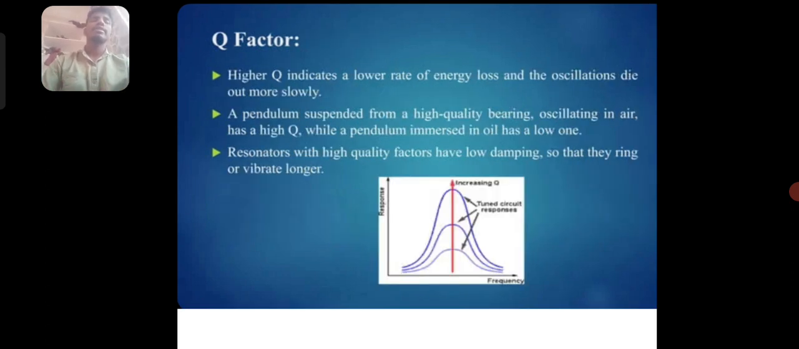Next, Q factor. Higher Q indicates a lower rate of energy loss, and the oscillations die out more slowly. A pendulum suspended from a high quality bearing, oscillating in air, has high Q, while a pendulum immersed in oil has a low one. Resonators with a high quality factor have low damping, so that they ring or vibrate longer.